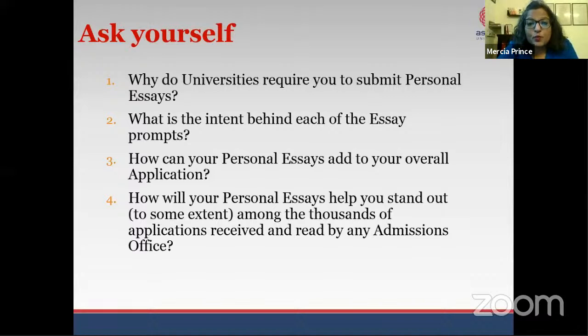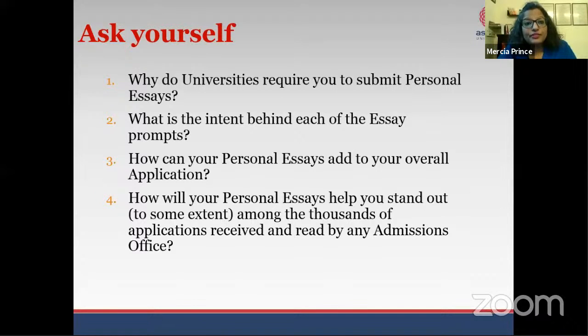Another question would be, what is the intent behind each of the essay prompts? Some universities will just ask you for an SOP, a statement of purpose, or just one personal statement. As you know, Ashoka has 3 questions, so 3 prompts, and I'll talk more about them. But the question to ask would be, what is the intent behind each of the prompts, right? What is it that they really want to know? Or how can your personal essays add to your overall application?